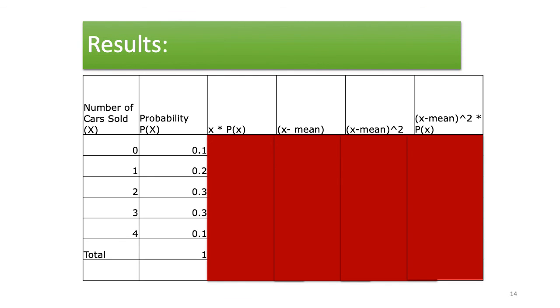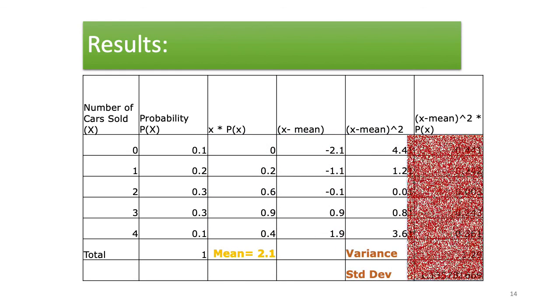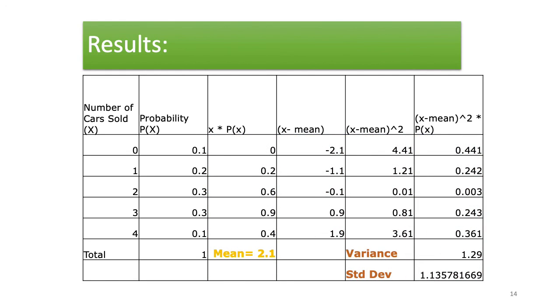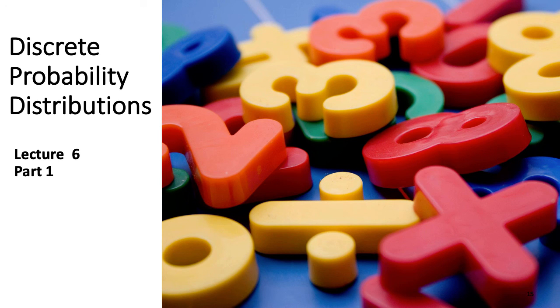So that's how we find the mean and the standard deviation of a discrete probability distribution. Okay, and here's the results, in case you want to spend a little bit of time, pause it, and check your work. All right. Well, that's the end of part 1 of lecture 6. Please move on to part 2.